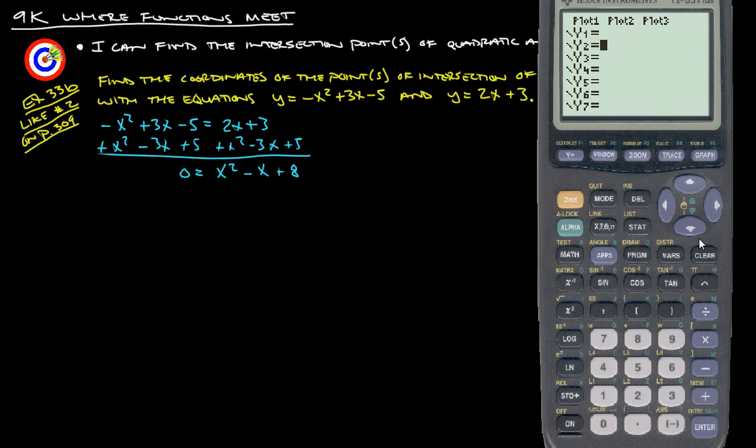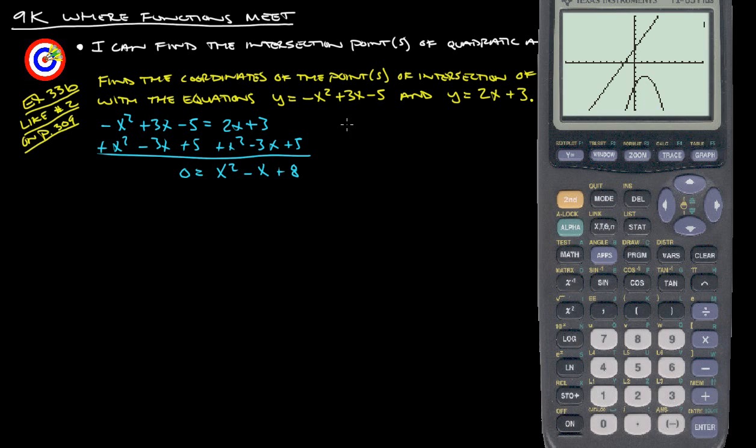Okay, so first thing you want to do is clear anything out that's already in there, and then we're going to enter in these two equations. So make sure you use this sign here instead of the subtraction. Use the little negative sign whenever they're giving you a negative value. So negative x squared plus 3x minus 5 for the first one, and then the second one is 2x plus 3. Okay, and when we go to graph this, it should show us what kind of intersection points we're looking at.